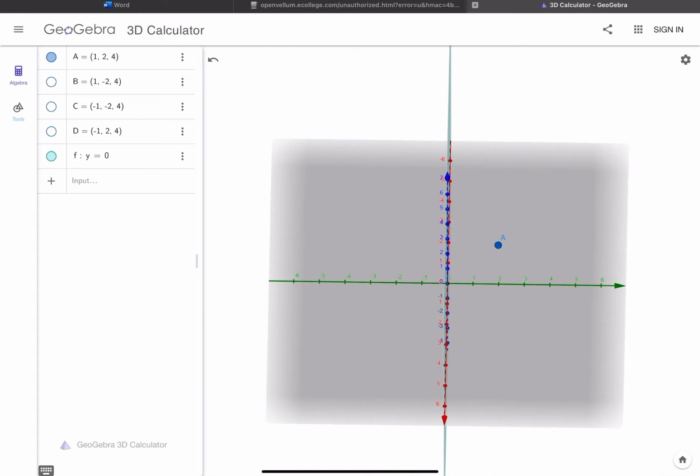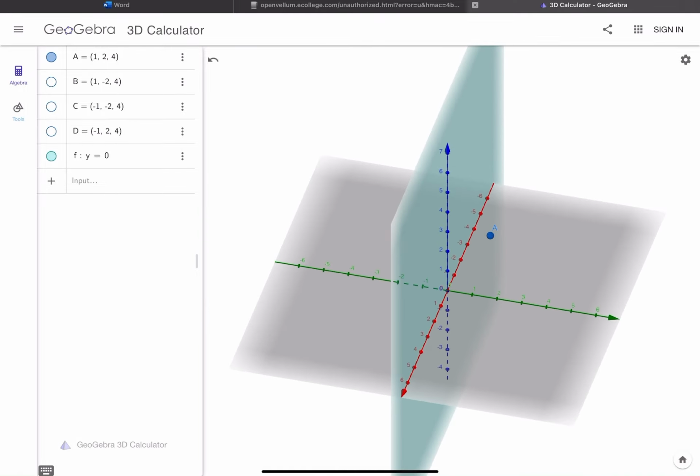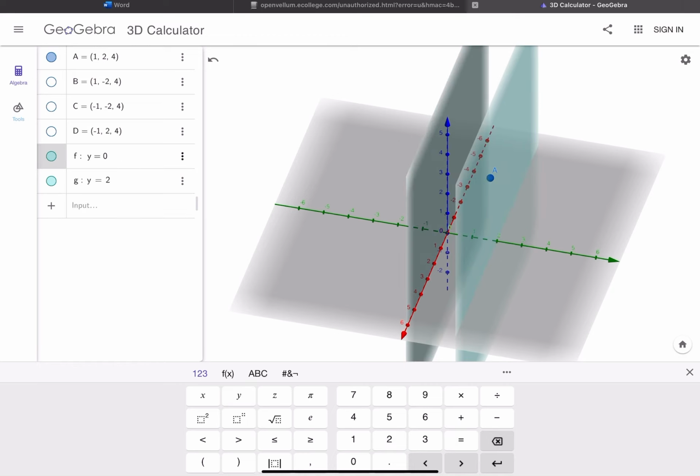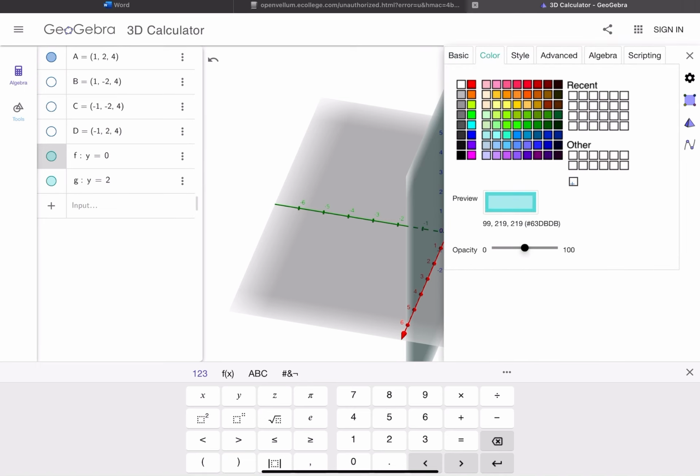So now, the plane that's parallel to this teal plane is going to contain the point A, which means that the y coordinate has to be 2. And x and z can still be anything they want. So when we type y equals 2, we get a second plane. And let's change this color. Let's change this to, I don't know, let's go with purple.